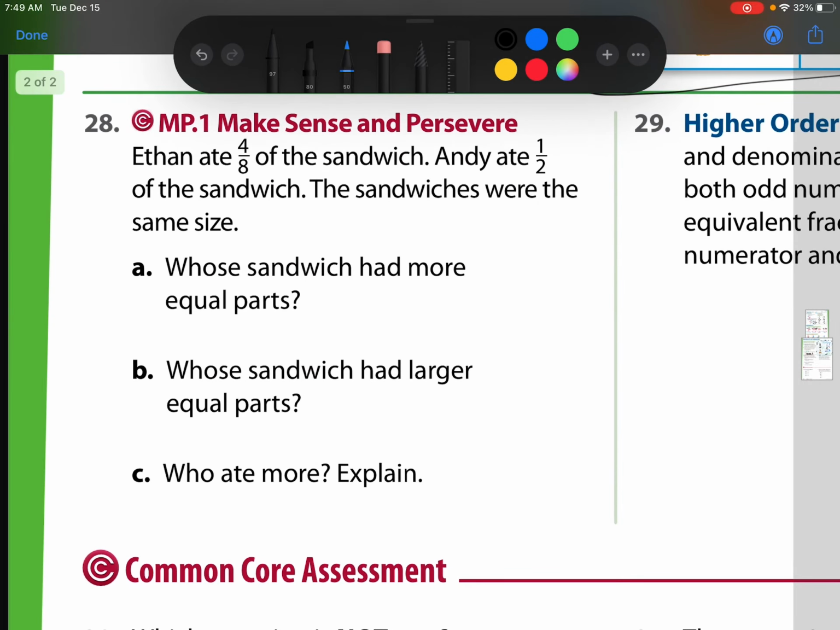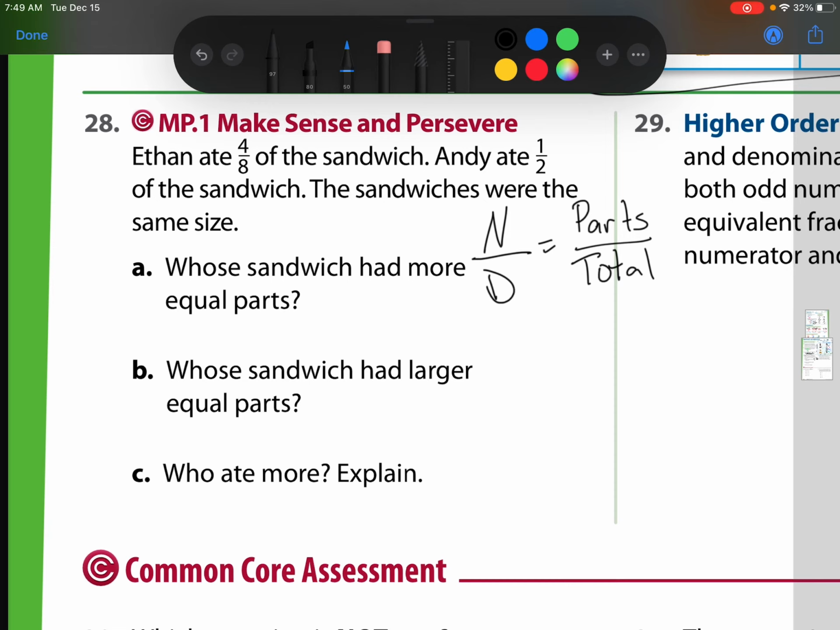Now, our next one says Ethan ate 4/8 of the sandwich. Andy ate half of the sandwich. The sandwiches were the same size. Which sandwich had more equal parts? Well, remember, when we write fractions, it's our numerator over denominator, which is the same as parts over total, or the total pieces. So which sandwich had more equal parts?